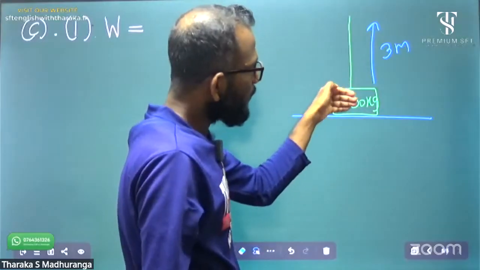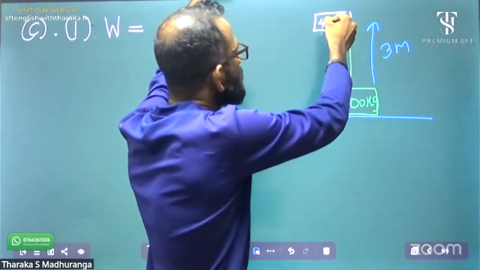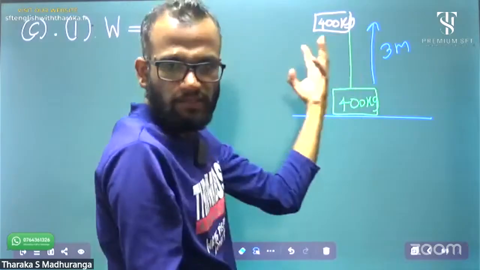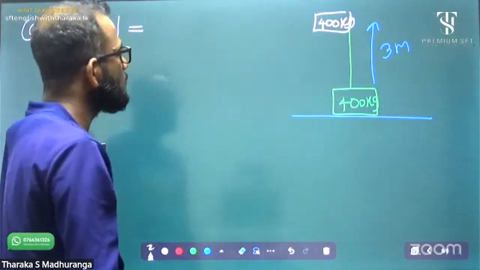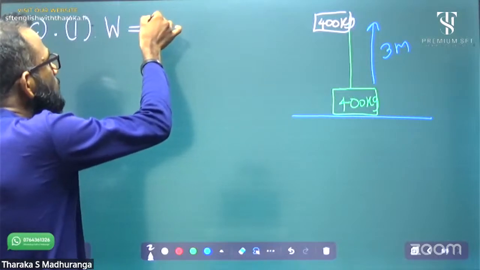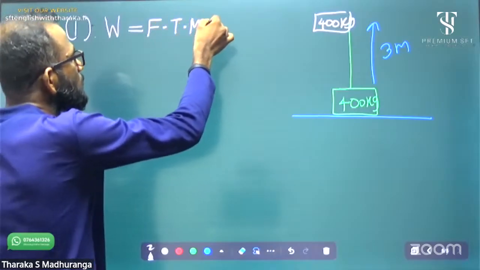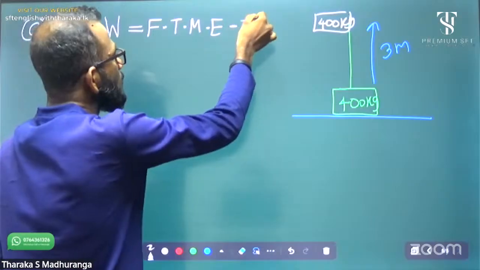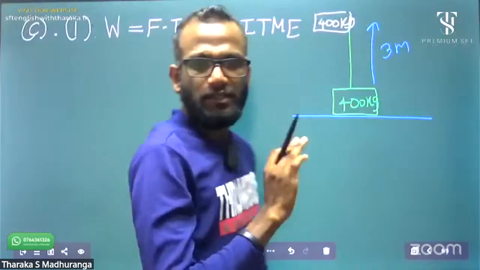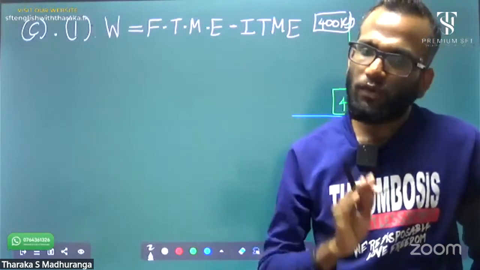But at ground level and 3 meter above point, with the 400 kilogram crate, at both points the object is at rest, right? Therefore, no kinetic energy. So the work is the final total mechanical energy minus the initial total mechanical energy. Okay, that's the base method.